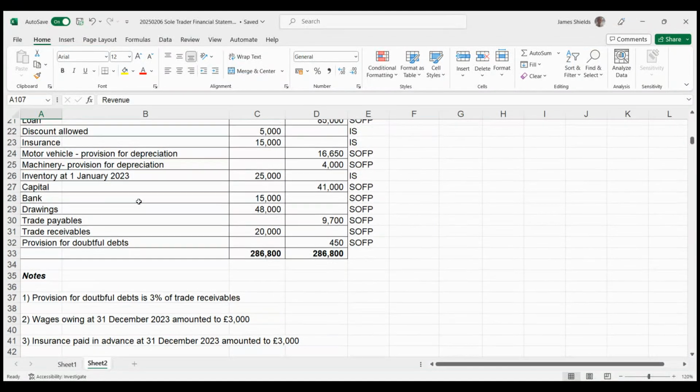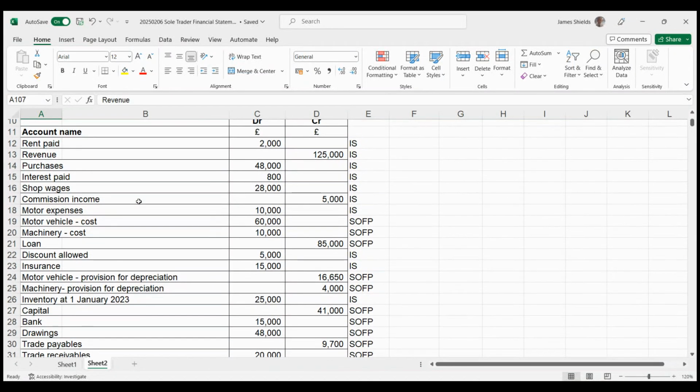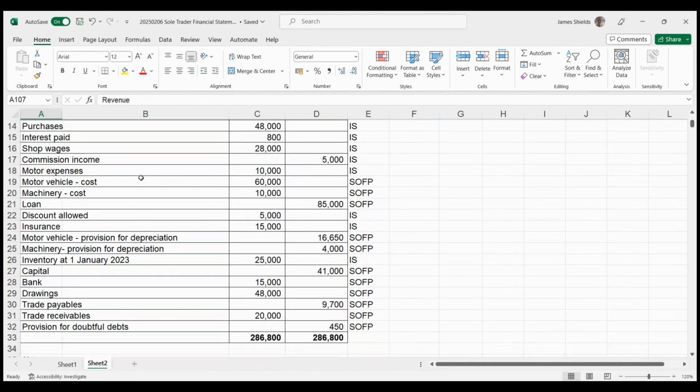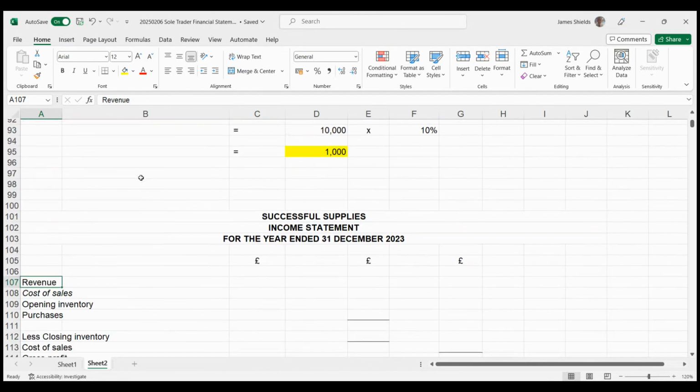So I go back to my trial balance, go right to the top and look all the way down, to see if it says sales returns anywhere in my trial balance. And it doesn't. So that means I'm going to have no sales returns.